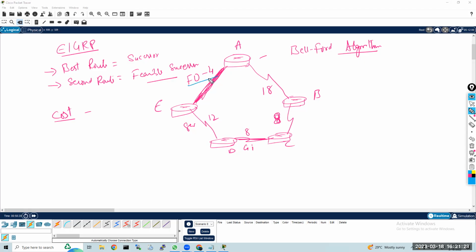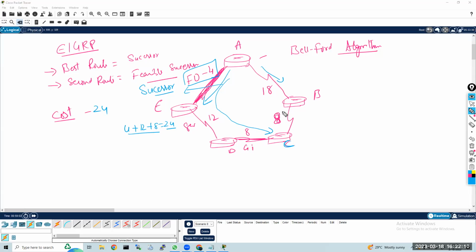As per this, the lower the cost, the better the route. Means this is the best route. Now this one we'll call your feasible successor route. To reach this C network, how will it calculate? 4 plus 2 plus 8. How much, guys? Total? 24, right? To reach this C router, the cost is 24.